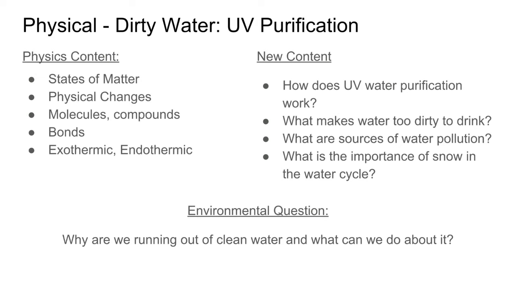For the dirty water UV purification people, your physics content is states of matter, physical change, molecules, compounds, bonds, exothermic, endothermic. So all ideas we've already talked about. The new content is: how does UV water purification work? What makes water too dirty to drink? What are sources of water pollution? And what is the importance of snow in the water cycle? So those are the things you're going to have to research, and you're going to bring everything together by talking about why we are running out of clean water and what we can do about that. That should be the idea that unifies everything.